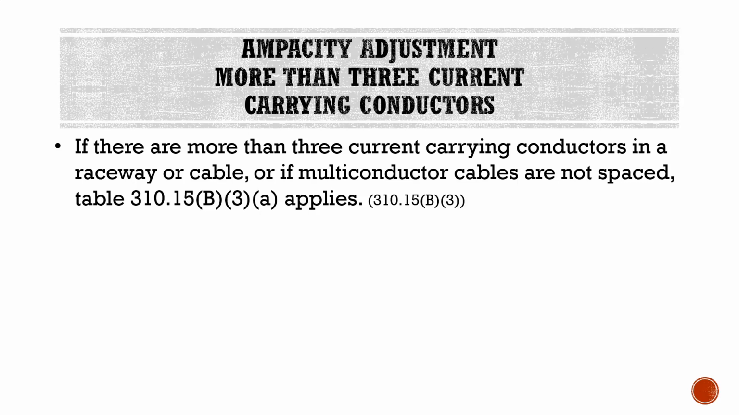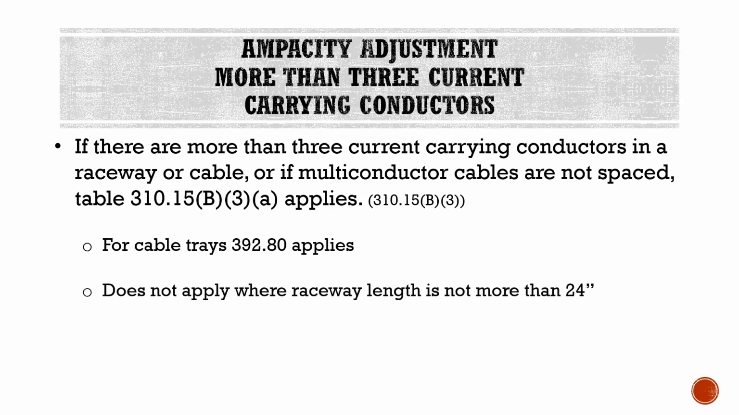So there's not really going to be a way for that conductor to naturally vent and get rid of some of that heat. Thus we don't want the conductor to heat up as much in the first place to account for this. So for cable tray specifically, we have 392.80 applying, and I gave the example of when we would see that for a cable tray.